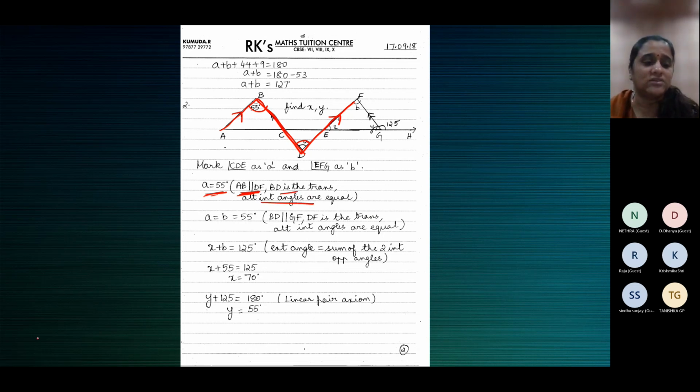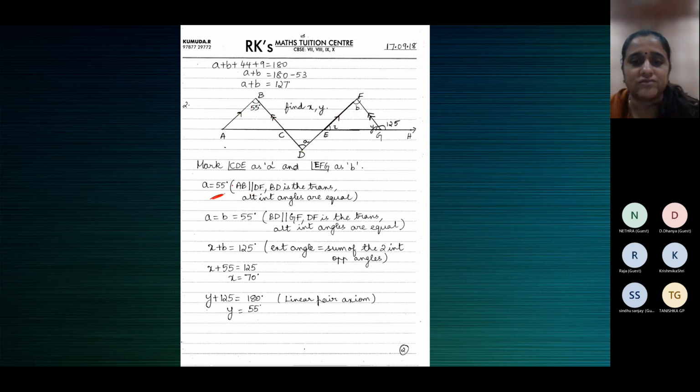So what should you write as the reason? You should mention the parallel lines. You must mention the transversal and then say that they're equal because they form a pair of alternate interior angles. So AB is parallel to DF and BD is a transversal, and this angle A is 55 degrees because alternate interior angles are equal. So that's the first thing.